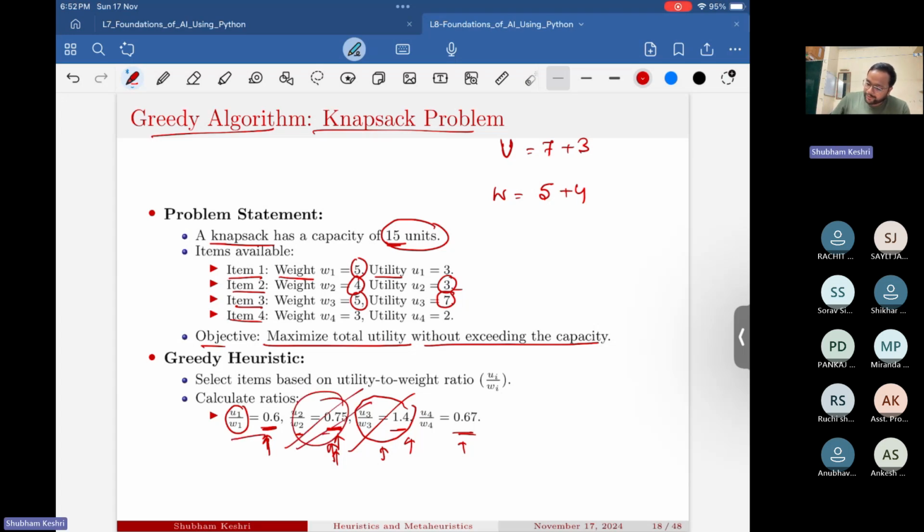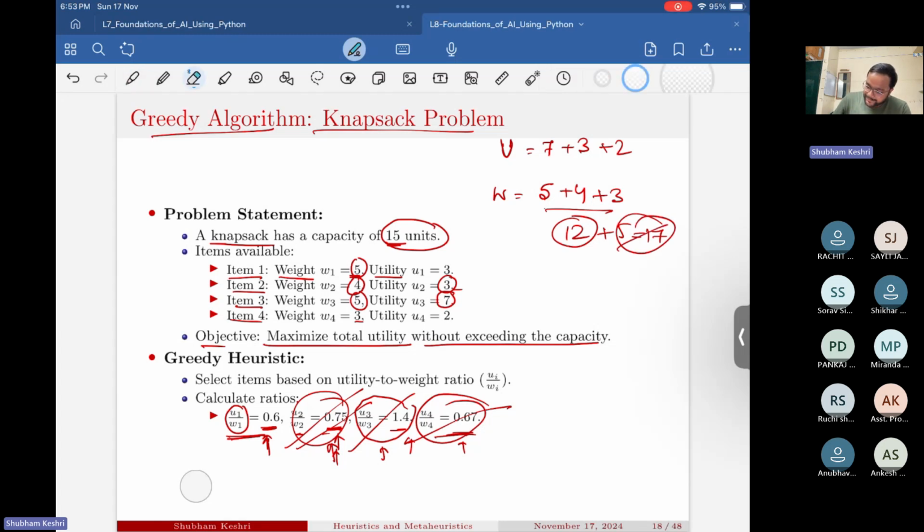So among object 1 and object 4, object 4 seems more lucrative. So you can pick object 4. The utility will be added by 2, and the weight is 3, so you will add 3. So currently you have used 12 units of capacity. Now object 4 is gone. Object 1 you want to pick, but it has a weight of 5. If you add 5 it becomes 17, so you cannot pick object 1. So this algorithm will pick object 2, 3 and 4. It will not pick object 1.